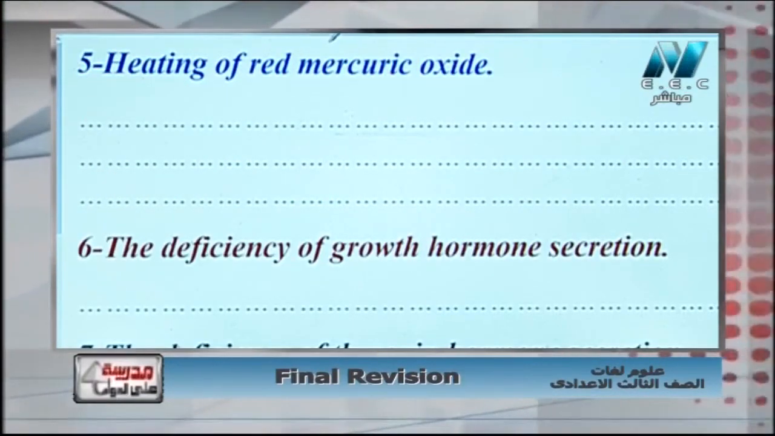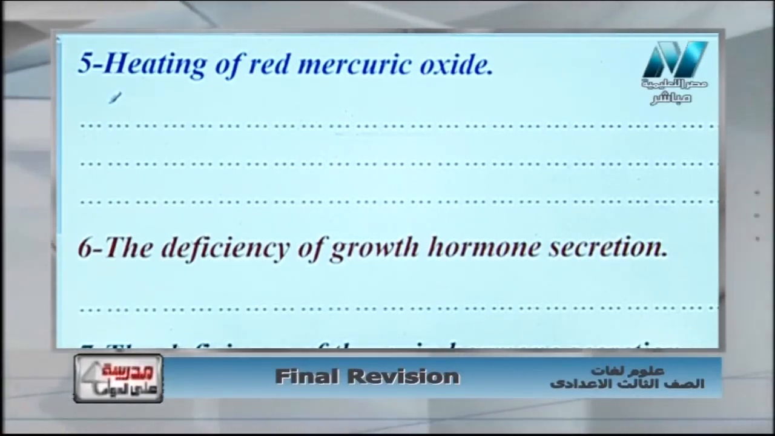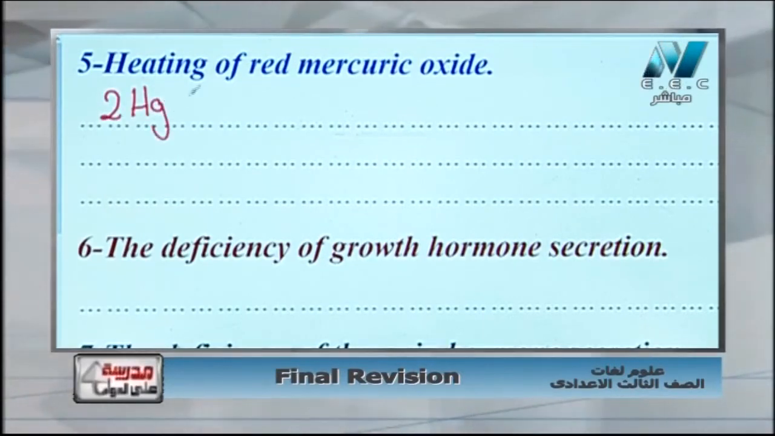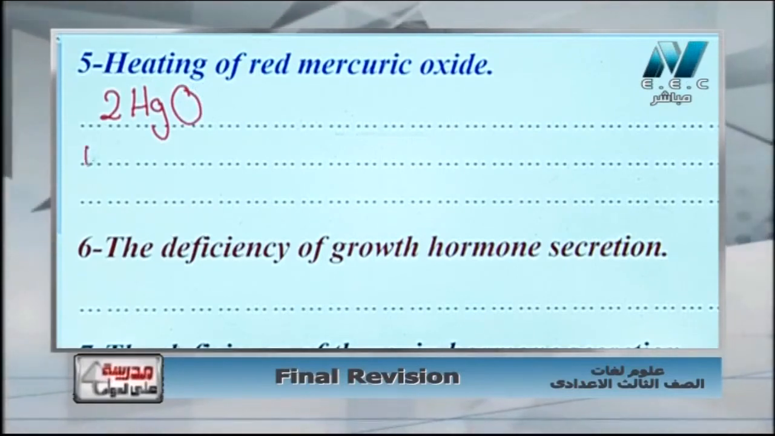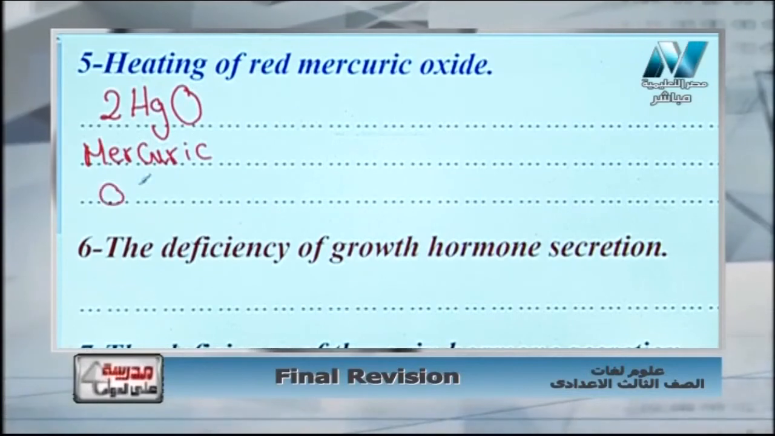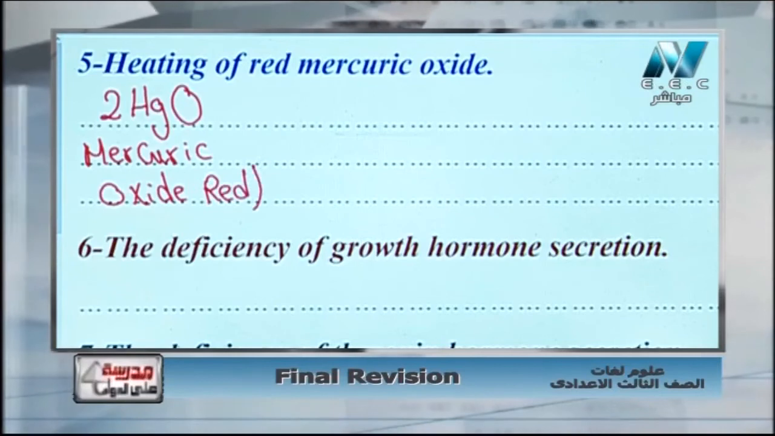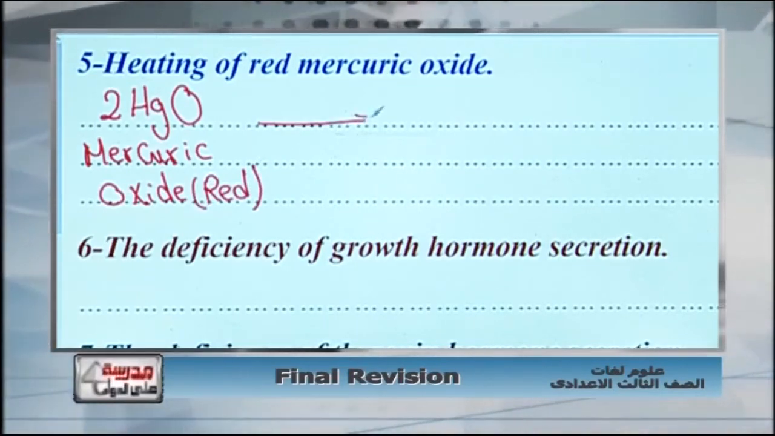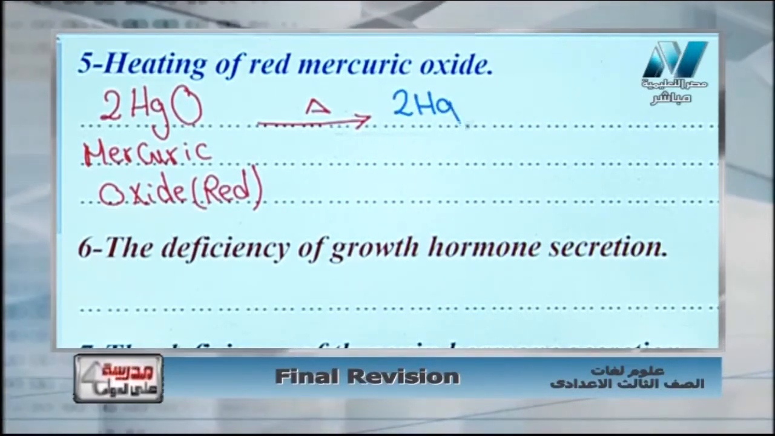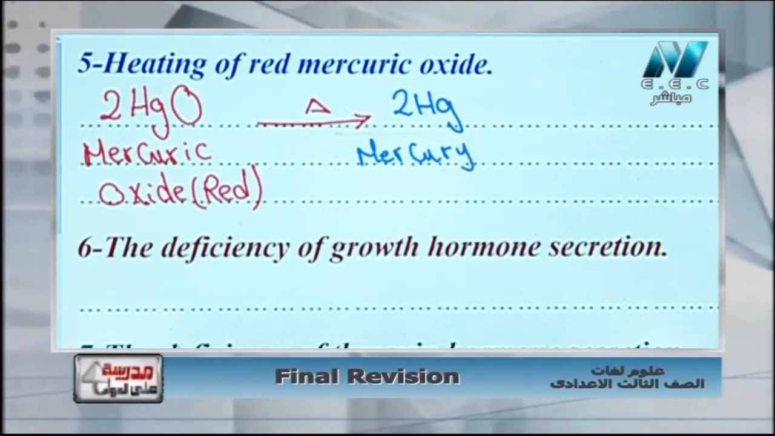Next question is heating red mercuric oxide. طبعا we use what? Yes, we use the chemical equation or the chemical reaction. Here we have 2HgO mercuric oxide. يبقى هكتب mercuric oxide, and we know the color of mercuric oxide is red, لونه أحمر. By heating change into 2Hg as mercury and its color is silver.